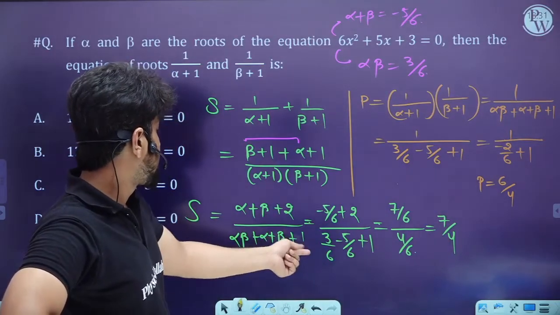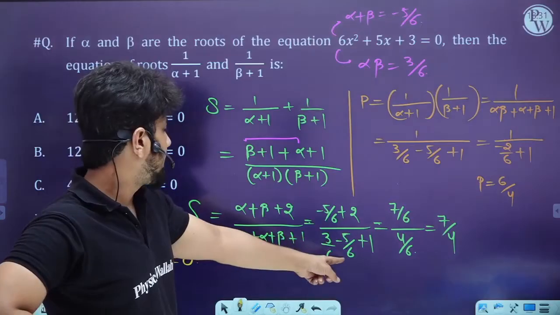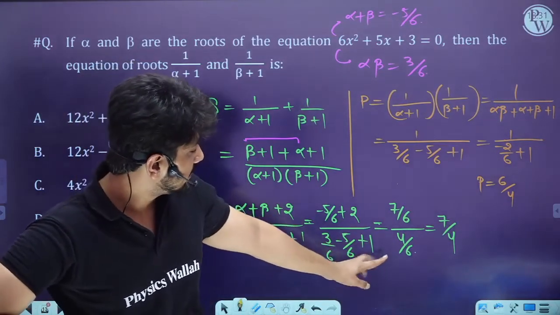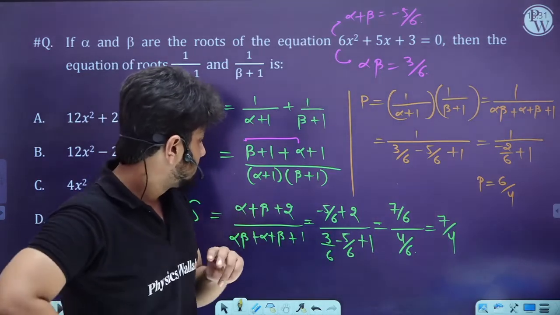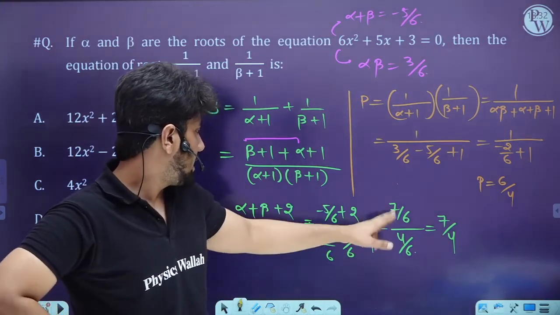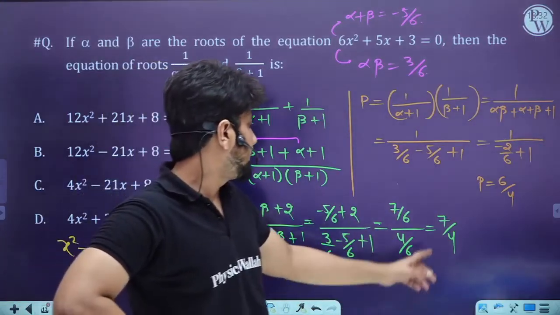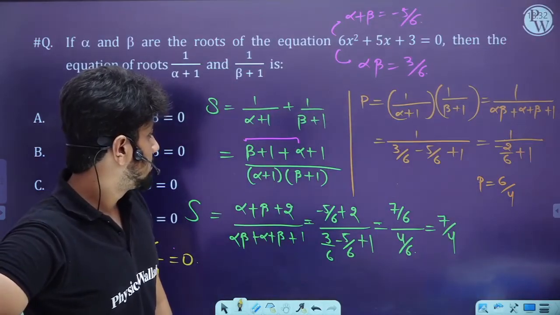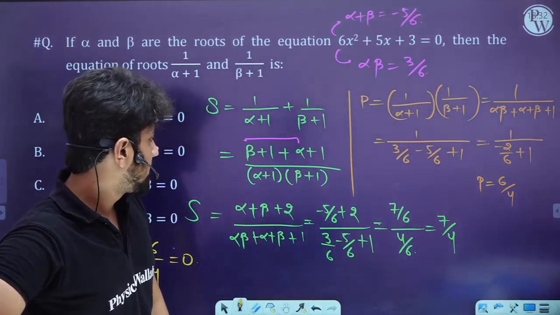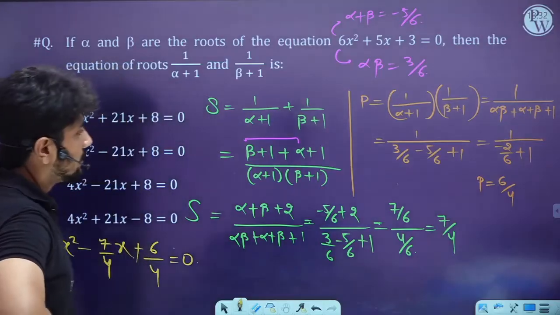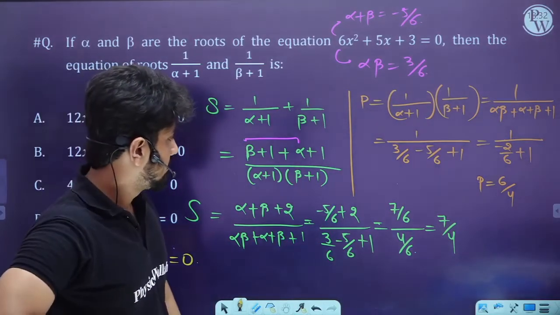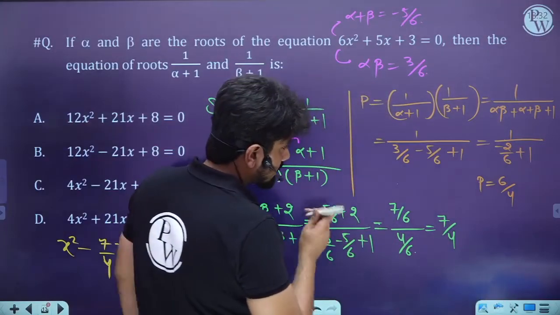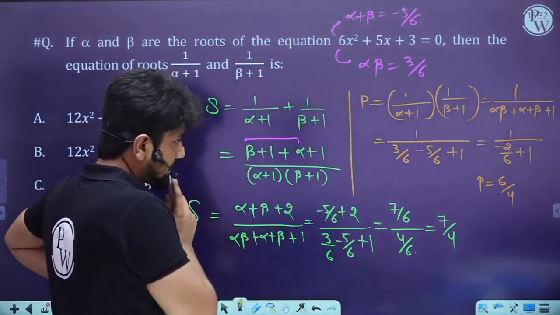Alpha beta is 3 by 6, alpha plus beta is minus 5 by 6, plus 1. 3 by 6 minus 5 by 6 will be minus 2 by 6. Minus 2 by 6 plus 1 will be 4 by 6. So we have 7 by 6 upon 4 by 6, which will be 7 by 4. 7 by 4 in the numerator. There's a mistake over here? No, this is correct. 7 by 4 only we are going to get.